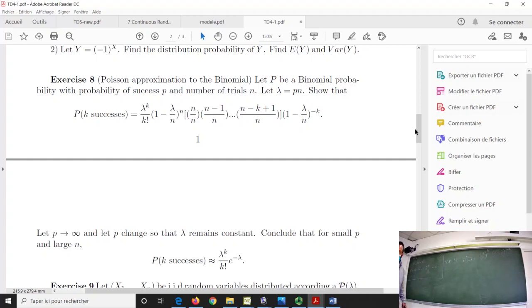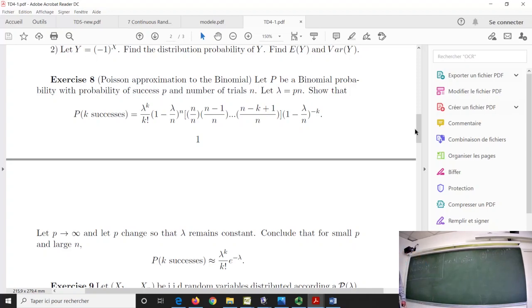So, we are going to do it step by step. I know what I want to obtain. First we are going to look at the terms I already have in this expression. I have k factorial here. I'm happy because I keep it. I have lambda to the power k. I am happy because I have here lambda to the power k.